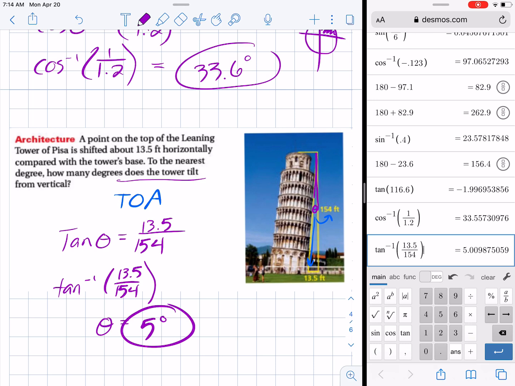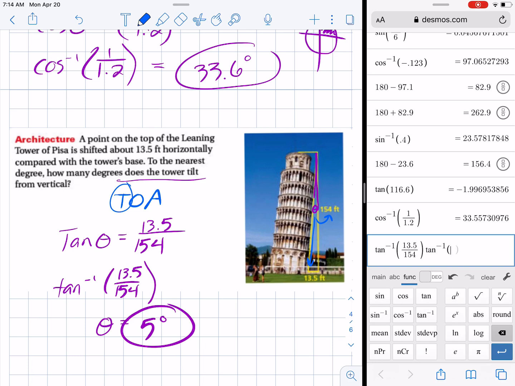Okay. You might have a word problem like that on your homework. Just set up a trig ratio, use the correct trig function depending on the side lengths that are given. Here it was tangent. And then you use your calculator. Remember, going to this function gets you to these inverse options. Tangent, cosine, sine.